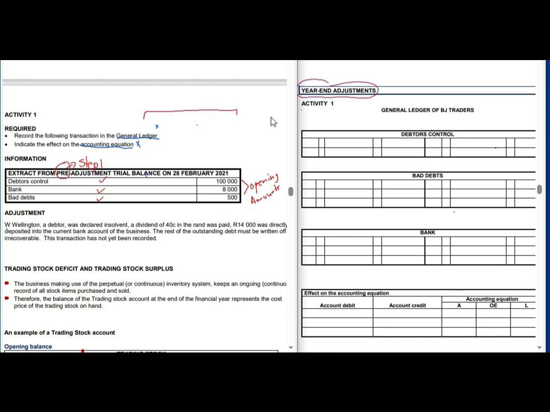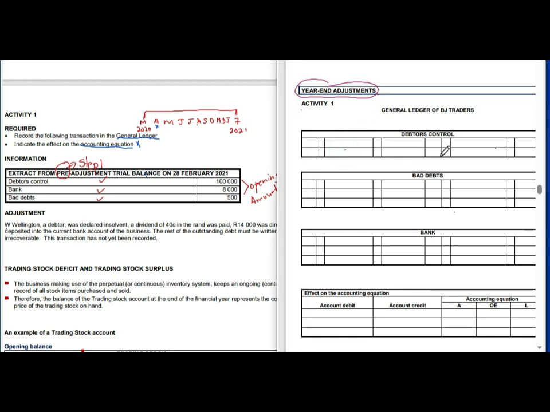Always in accounting, make sure that you have your timeline. It ends February 2021, meaning it started in March 2020, and then April, May, June, July, August, September, October, November, December, January, which is our 12-month period. Since we have our step number 1 and we have opening balances, we need to prepare ledger accounts.